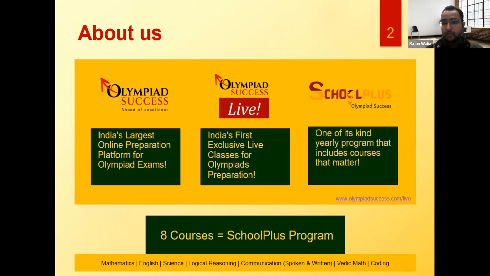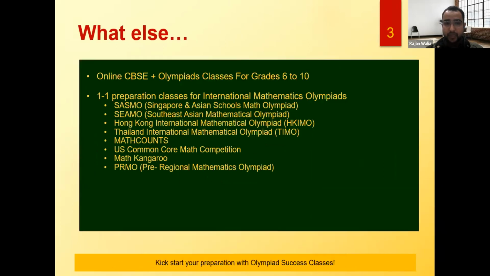In School Plus program, we offer 8 courses that are mathematics, English, science, logical reasoning, communication spoken and written, both Vedic maths as well as coding. What else we offer? We also offer online CBSE plus Olympiad classes for grade 6 to 10 and one-on-one preparation classes for international mathematics Olympiad like SESMO, CMO, HKMO, AMO, Math Count, US Math Competition, Math Kangaroo, and RMO.